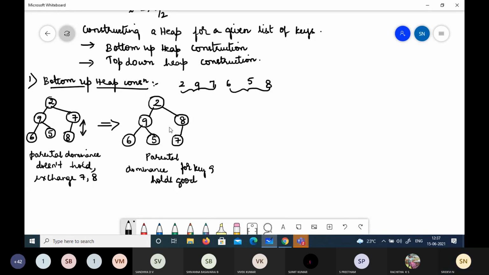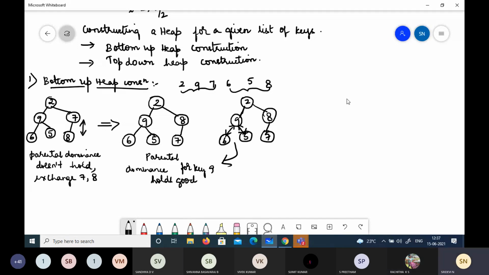Now, you should show each and every step in construction. So we checked with these two elements and we got this. Parental dominance holds good for key 9. Now, let's move on to the next step here. Next parent is 2. We'll check here, 2, 9, 8. Is the parental dominance holding good here?